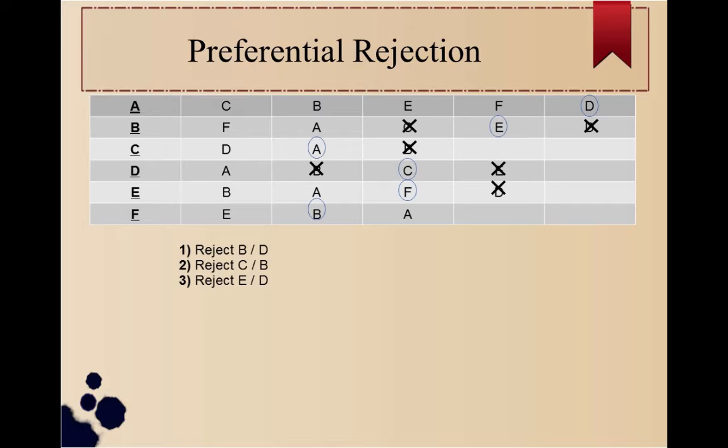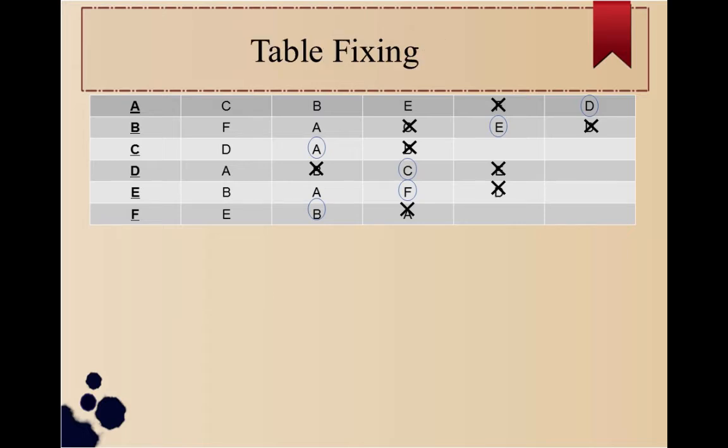Next up is the FE pairing. As we can see, E has already rejected everyone it prefers less than F, so we're not going to make any alterations to the table this time. Finally, we're going to look at the BF pairing. Now, F prefers A less than B, so we're going to go ahead and reject all FA pairs as well. Great, now that step's done.